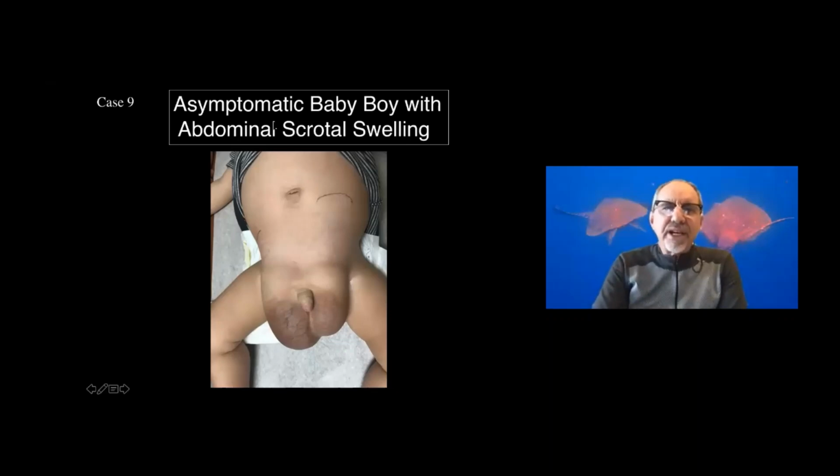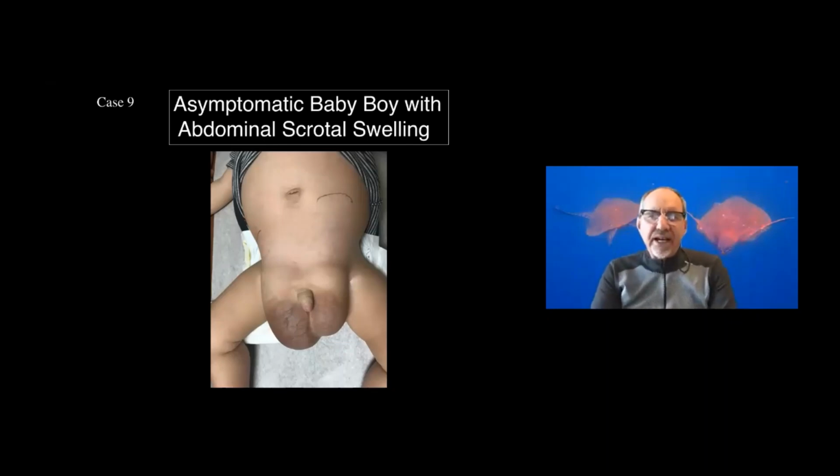not really related, but it does involve the groin. This is an asymptomatic baby boy with abdominal scrotal swelling. And the marks that I made on this child are significant. There's one here and one here. This baby's just well in the clinic, kind of hanging out. What's your diagnosis? And is this a pediatric urologic emergency?